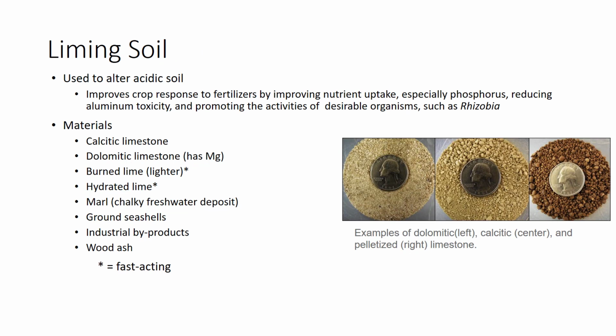Liming is practiced by growers to counteract soil acidity, mostly in those parts of the country where soil acidification occurs naturally. Liming improves crop response to fertilizers by improving nutrient uptake, especially phosphorus, reducing aluminum toxicity, and promoting the activities of such desirable organisms as the rhizobia bacteria that fix nitrogen for legumes.